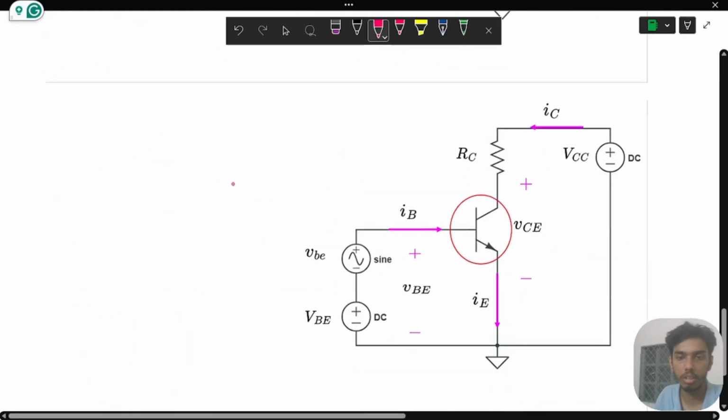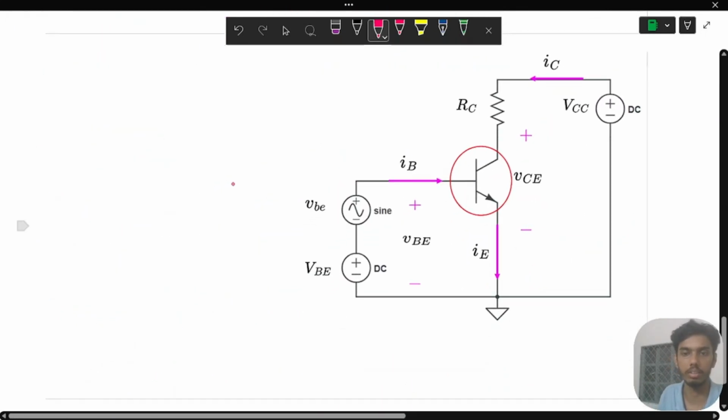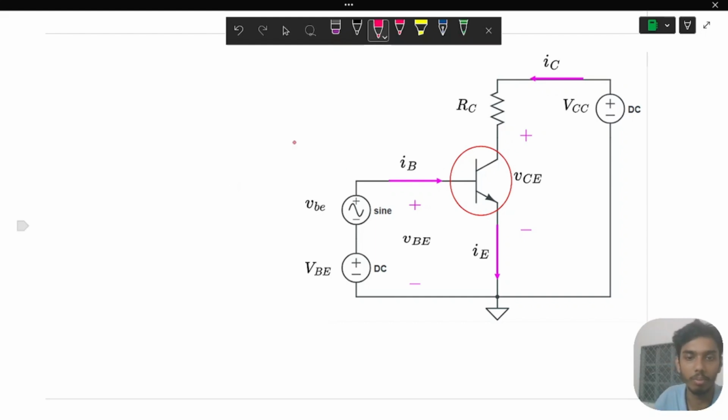Okay, this is a very simple circuit, and we'll just use KVL and KCL. That's all we need. For example, in this loop, we can say that v_B, the total base-emitter voltage, is equal to v_b, the small signal or AC signal, plus V_BE. This is the DC analysis.